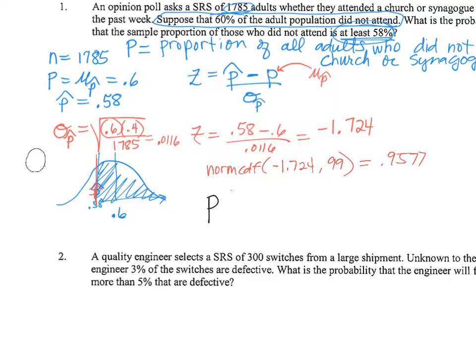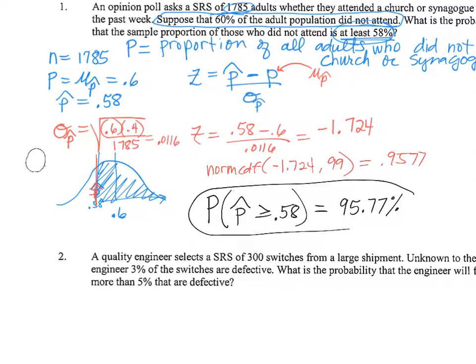The probability that a P hat is greater than or equal to 0.58 is, and then you can write your answer as a decimal or a percentage. I think usually I end up writing it as a percent at this point when we're talking so much about context. But it doesn't matter.